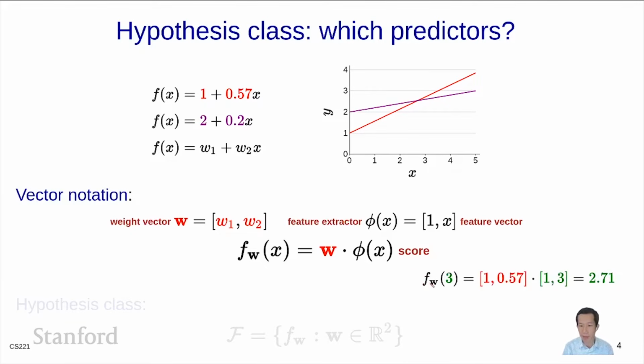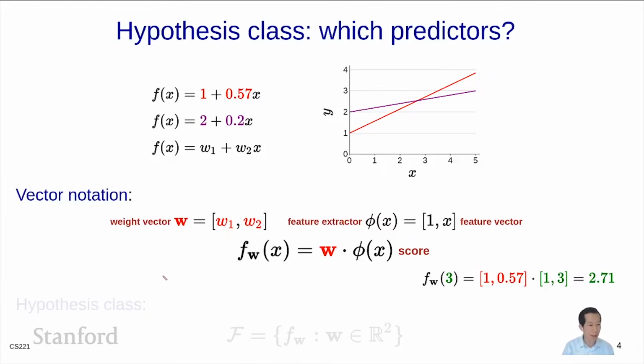Okay, so here's an example. If you stick in 3 into this predictor, then what we're doing is taking the weight vector and dotting it with the feature vector applied to 3. And remember, the definition of the feature vector is (1, x), so that's (1, 3) here. And if you take the dot product, 1 times 1 plus 0.57 times 3, that gives you 2.71.